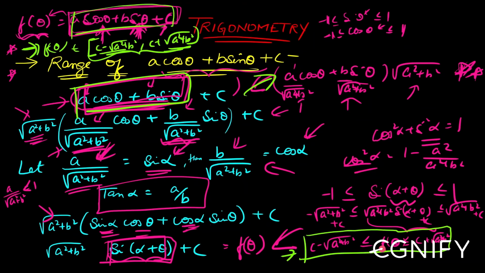Whenever you come across something like a cos theta plus b sin theta, always try to reduce it to this form using this step. So just keep looking at this again and again and derive it once yourself. You'll be able to understand it much better. The final result that you need to keep in mind from this module is this. Let's move on to the next subtopic.